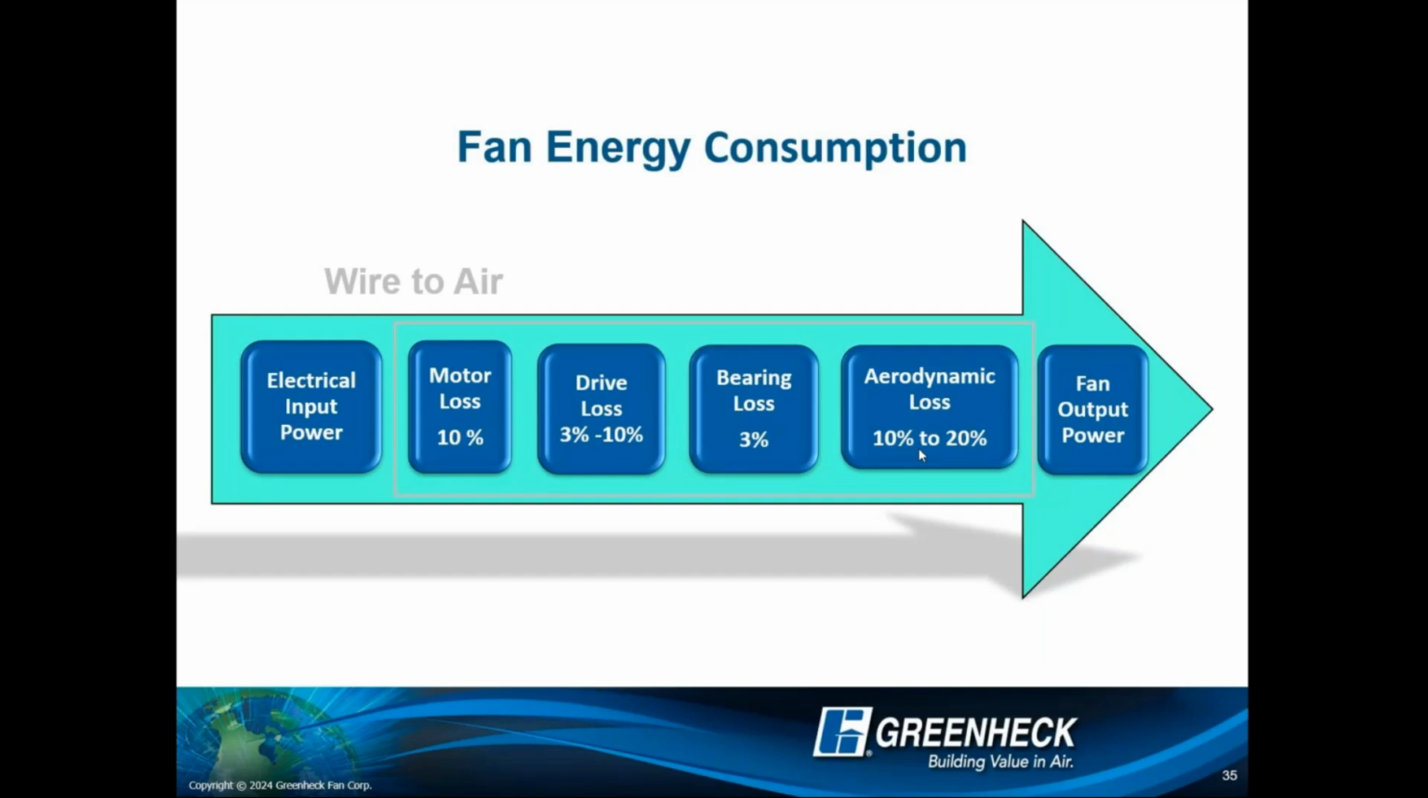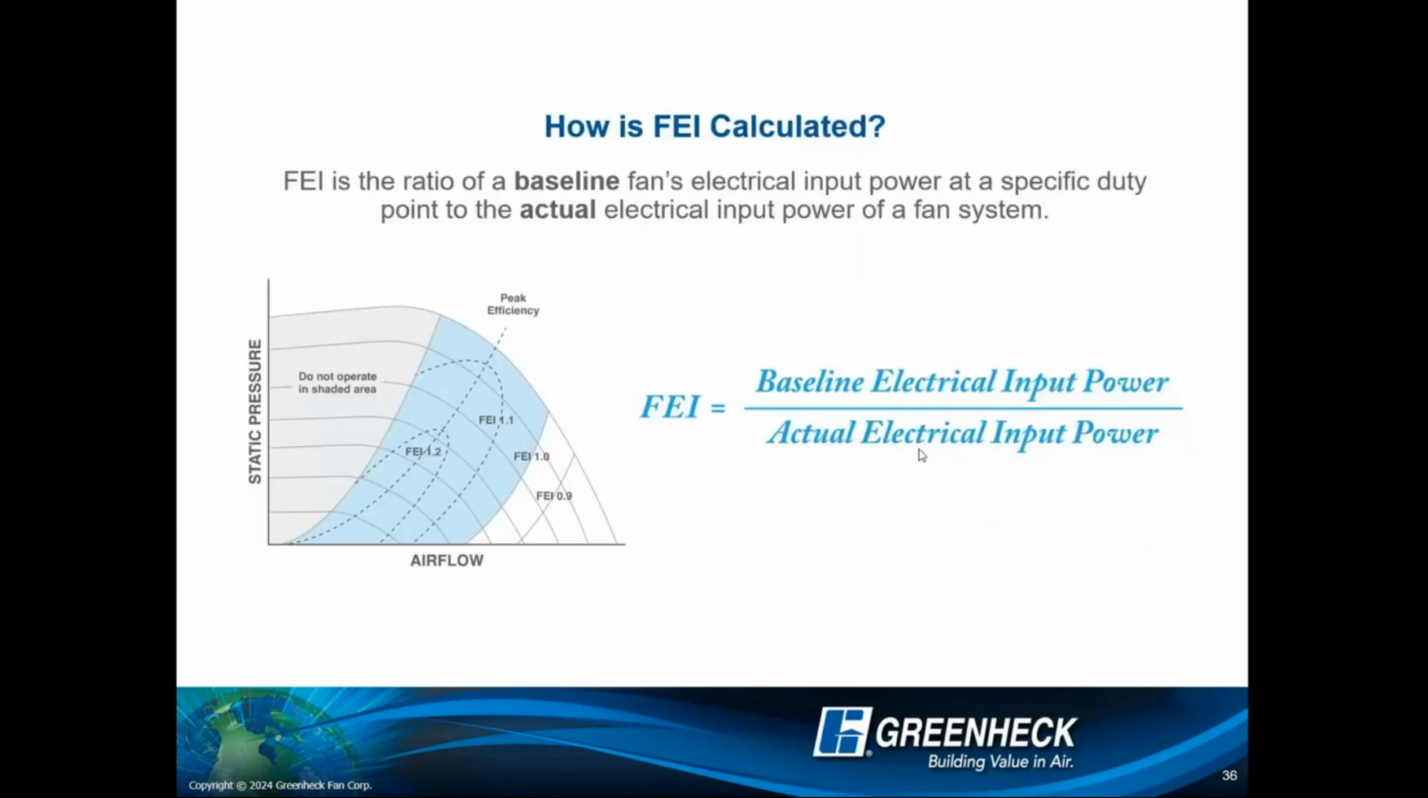So this is going to look at a fan and say, okay, all my losses, the motor I'm using, the technology of the motor I'm using, the type of impeller, all of that's going to be added up, and I'm going to have a ratio to work with. And that ratio looks just like this. On the right-hand side, I show you that the fan energy index equals baseline electrical input power over actual electrical input power.